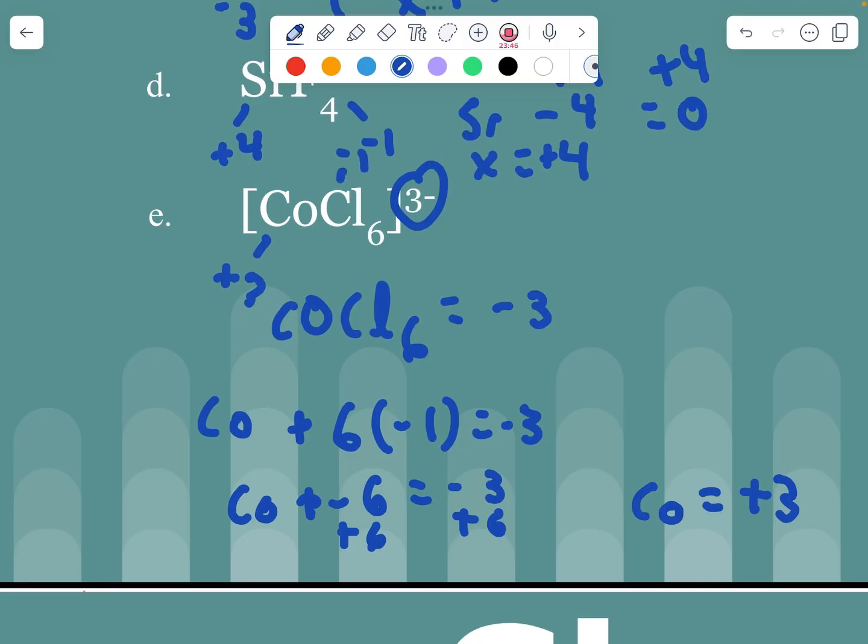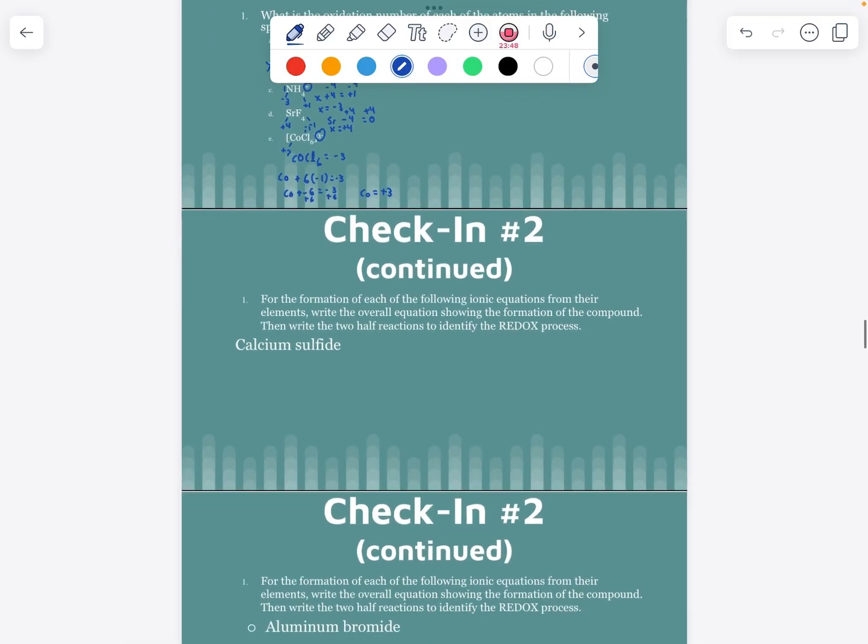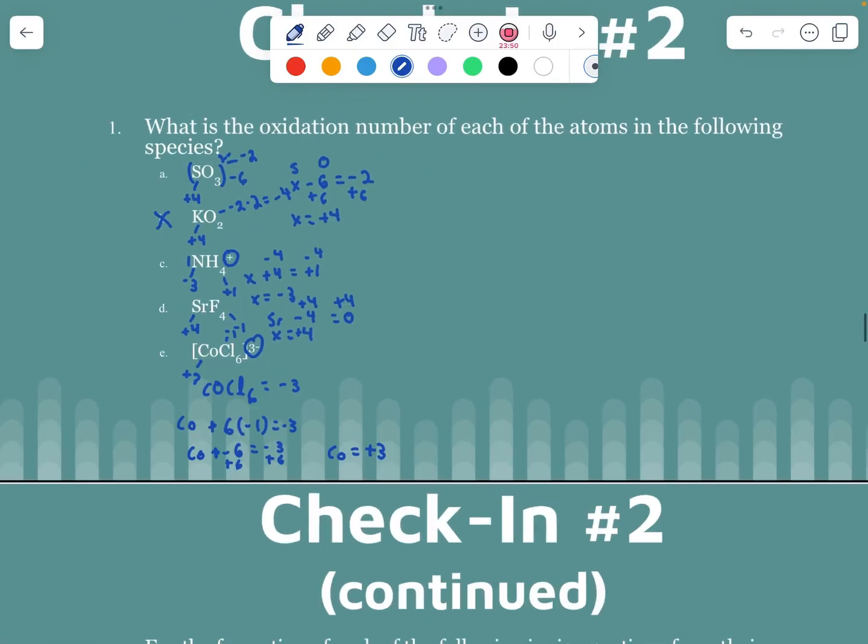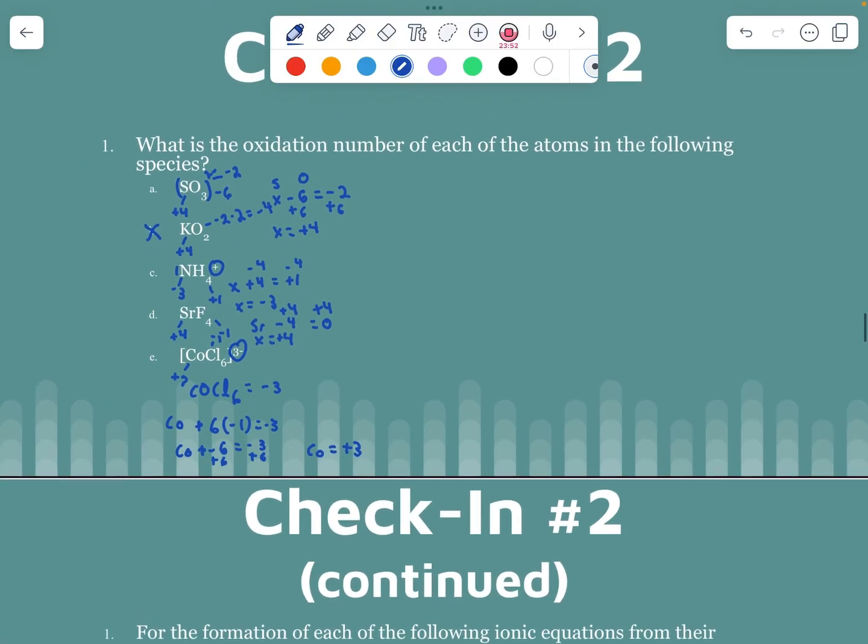And that's how we determine oxidation numbers. Let me know if you guys need any more practice with this concept.